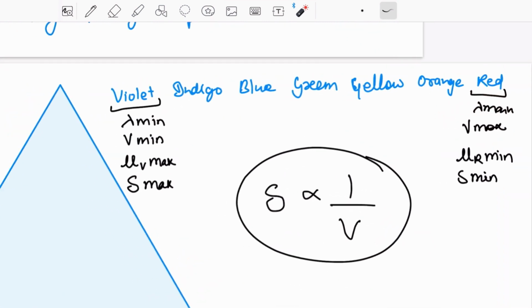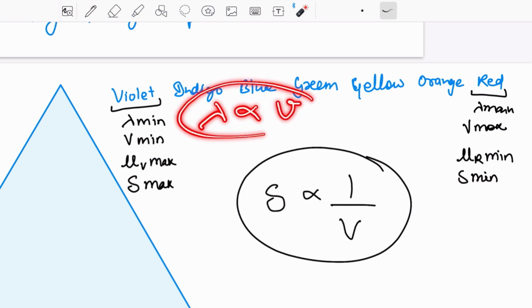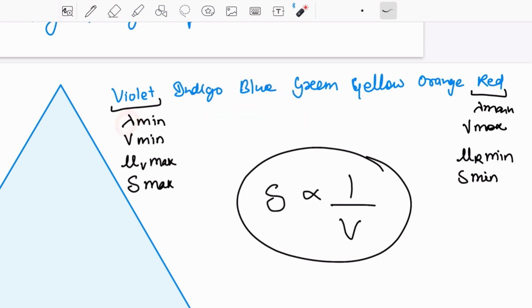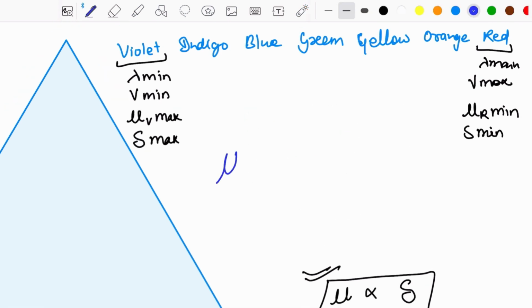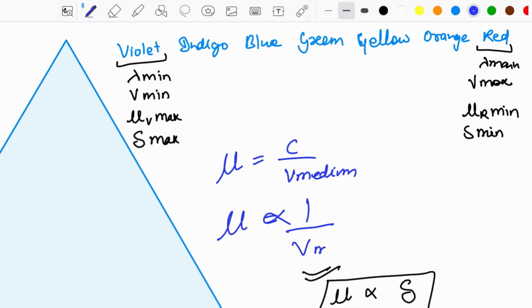ऐसे ही अगर lambda is directly proportional to speed, so अगर इसका wavelength minimum है तो इसका speed भी minimum होगा. ऐसे ही इसका wavelength maximum है तो इसका speed भी maximum होगा from violet to red. अब अगर हमारा फॉर्मूला है that refractive index is equals to what? Refractive index is equals to C upon velocity in the medium, right? So refractive index is inversely proportional to the velocity in the medium. ठीक है, तो जिसका velocity minimum उसका refractive index maximum.